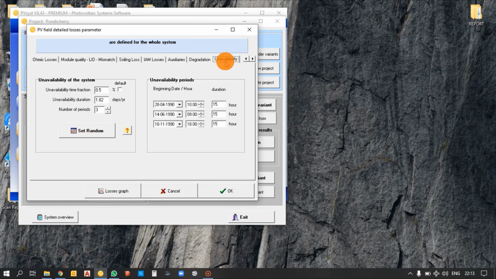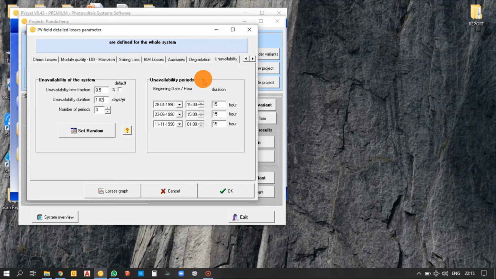So I'm going for unavailability. Unavailability is the grid unavailability for a particular year. You can consider it as a number of days, or you can give it as a percentage. PVsyst takes around 2%, which is too high. You can maintain it below 1%. Usually we maintain 0.5% of grid unavailability. This is for a rare scenario, or in case you need a particular time for grid unavailability, you can just enter the time period.